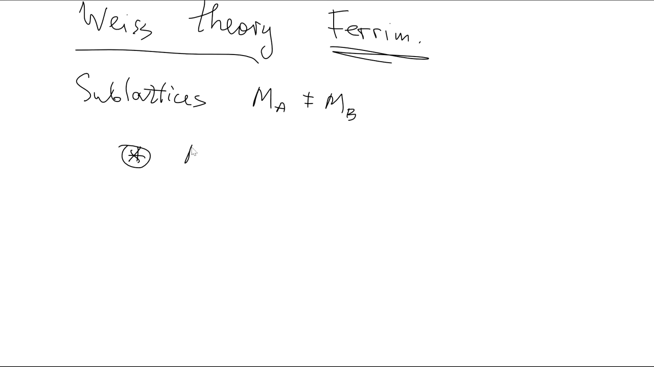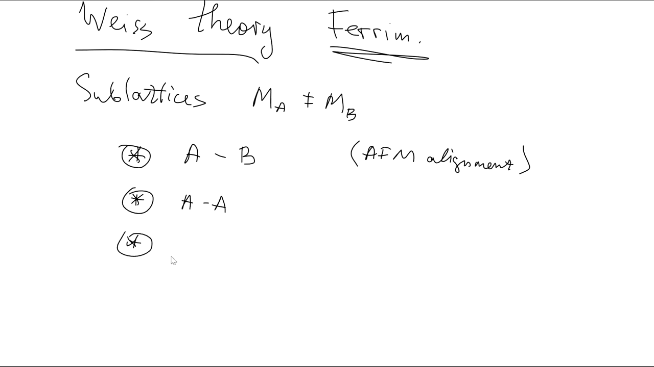other interactions into account. First of all, similar to this, we will take into account A to B sublattice interaction. This is a nearest neighbor interaction, and exchange interaction forces it to be aligned anti-parallelly, so it's anti-ferromagnetic alignment. But besides this, since we have different magnetic moments and they also interact, we have to consider interaction of magnetic moments of sublattice A and also magnetic moments of sublattice B. So all these three have to be considered.